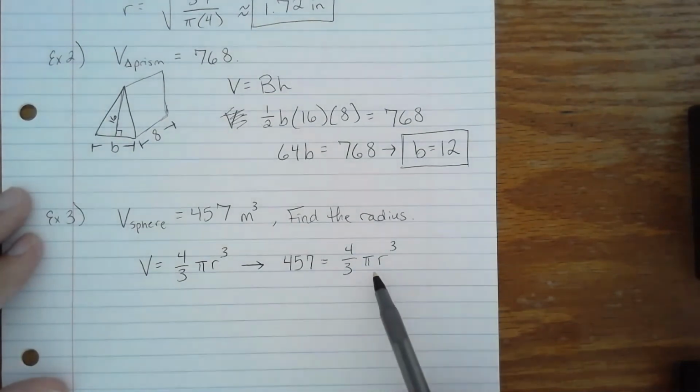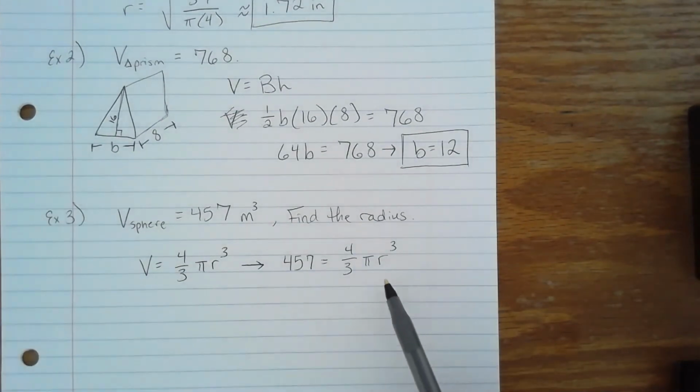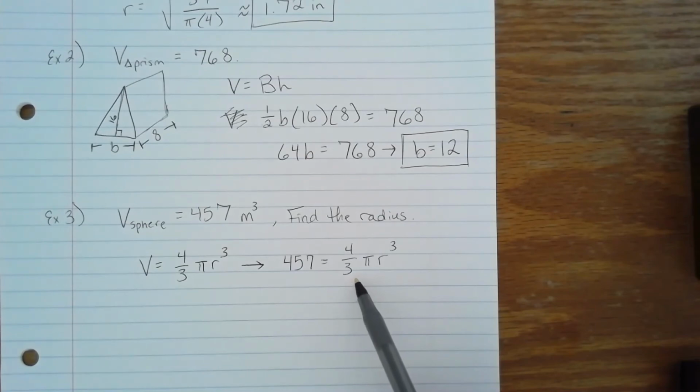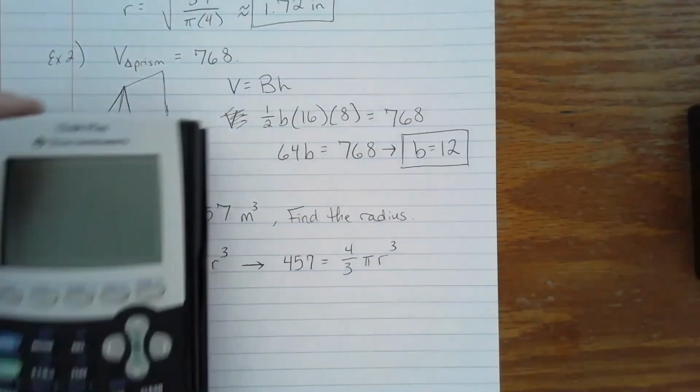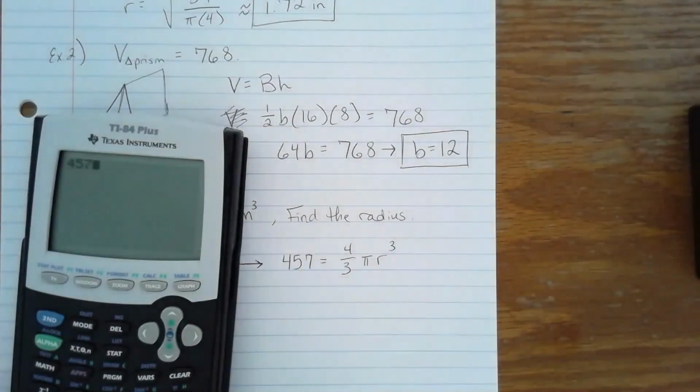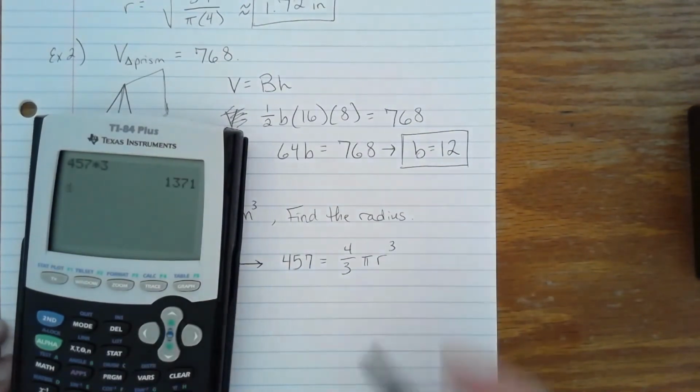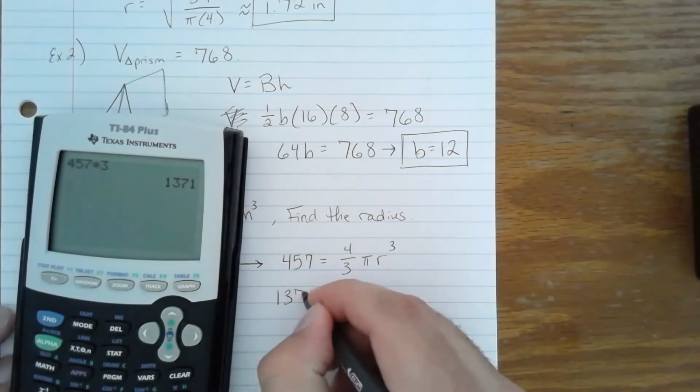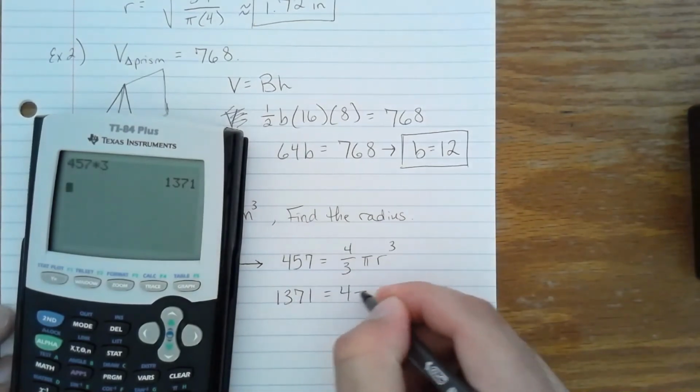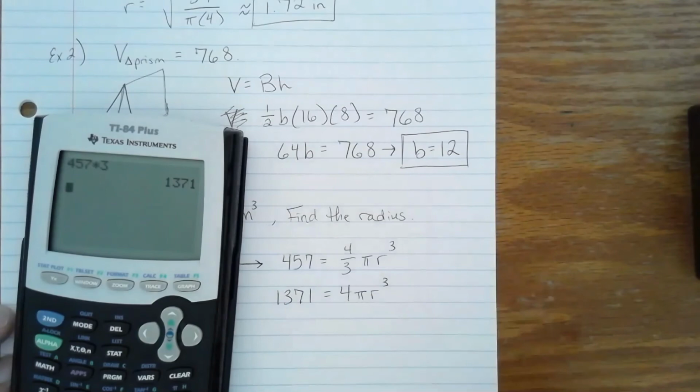Now, I tend to be of the mindset that fractions should be taken care of in a problem first, so I like to multiply both sides by my denominator, by 3. So real fast, we'll just do this in the calculator. Since it's a 3-digit number, we'll just make our lives a little bit easier. And I almost divided. Look at that. That's awkward. We're going to multiply both sides by 3. We get 1371 is equal to 4 pi r cubed.